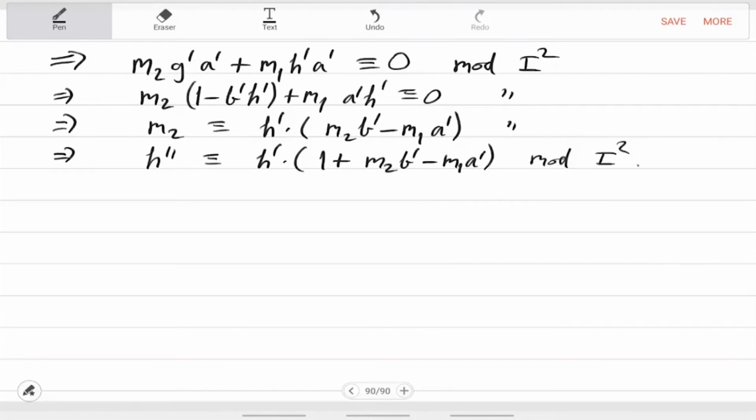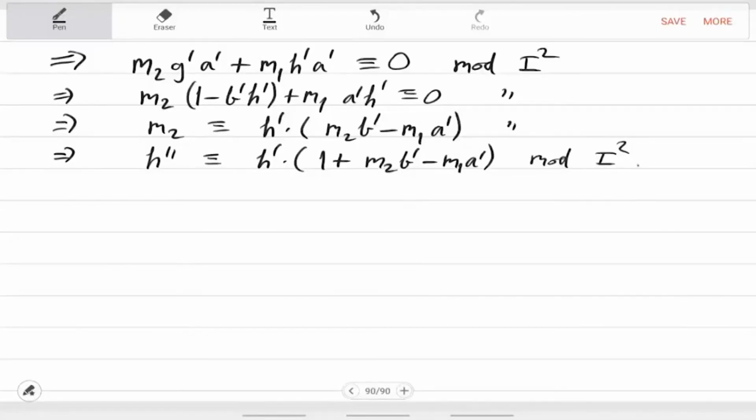So that's it. We have now actually a relationship between H prime prime and H prime. Right? H prime is what our algorithm had constructed. H prime prime is something totally arbitrary, an arbitrary solution given to us. It is actually just a multiple of H prime. What can you say about this multiplying factor? 1 plus M2 B prime minus M1 A prime.